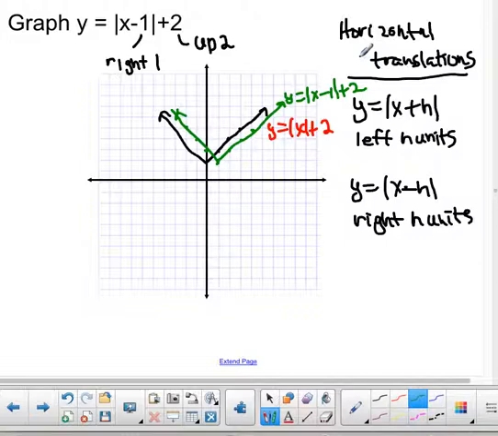We can do all sorts of fun things to the graph too. We can flip it over the x-axis, over the y-axis, but those things we learn as we go on towards Algebra 2.